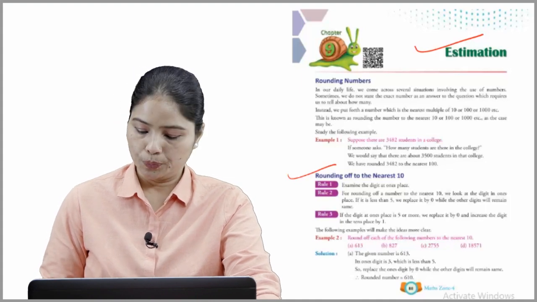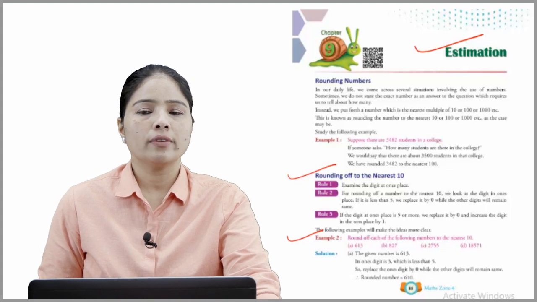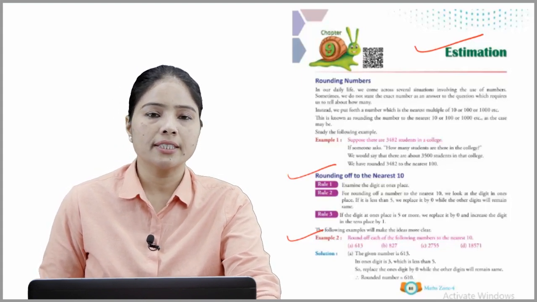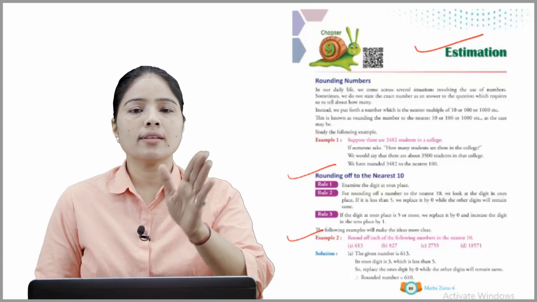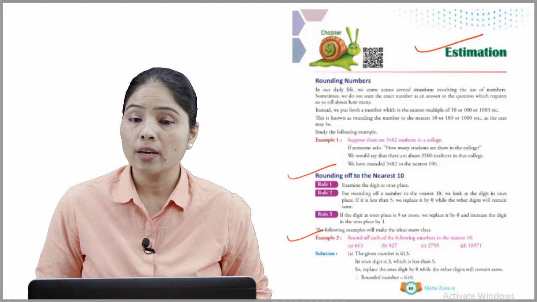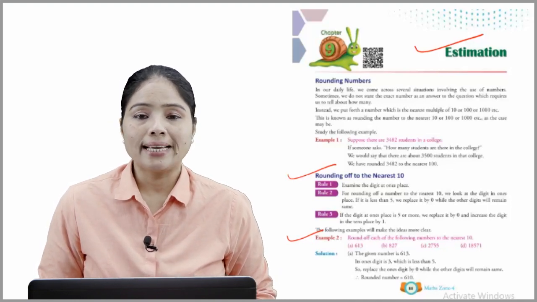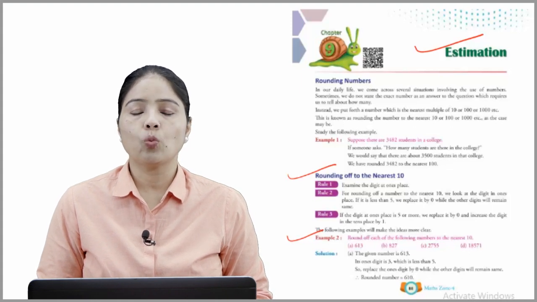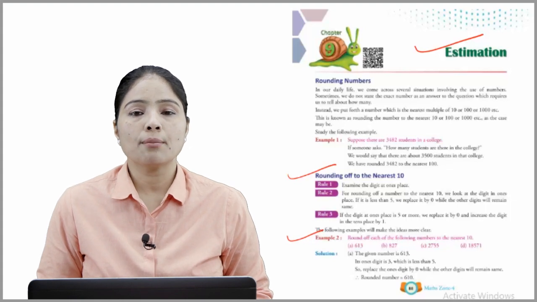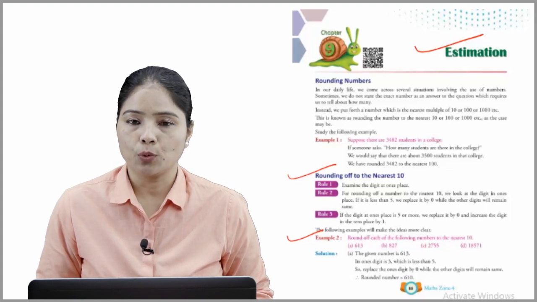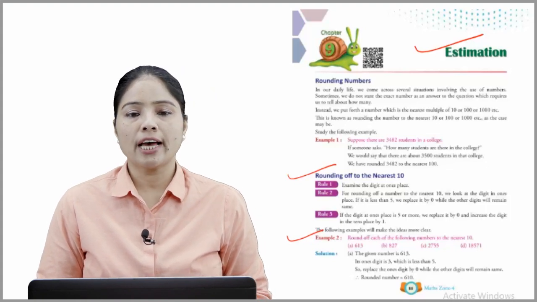Example number 2. Round off each of the following numbers to the nearest 10. First one is 613. Solution. The given number is 613. Its ones digit is 3, which is less than 5. So, replace the ones digit by 0 while the other digits remain the same. So, the rounded number is 610. The 3 became 0 and the other numbers remained the same. Okay, I hope you understood.